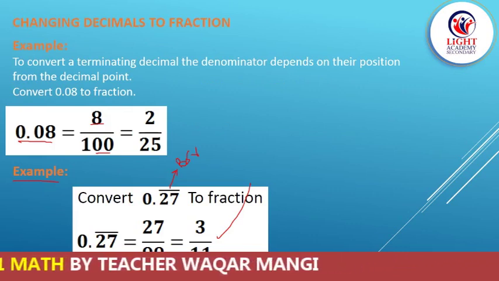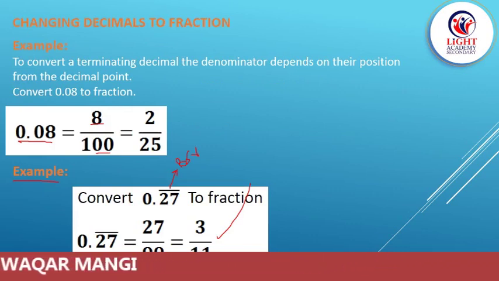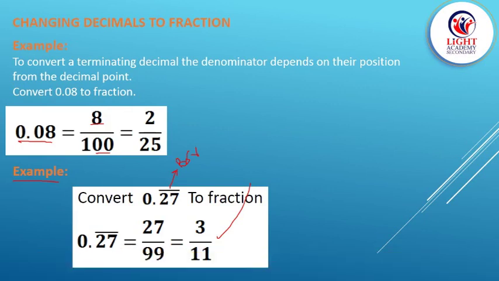Yes, we have a different topic here, changing decimals to fractions. Firstly we were doing fraction to decimal, and now we are going to do decimal to fraction. So here we have some examples. To convert decimals, the denominator depends on their position from the decimal point. If it is a terminating decimal, meaning the numbers after the decimal point can be counted, those terminating decimals can be converted into a fraction.